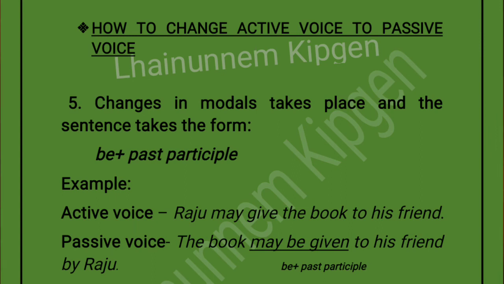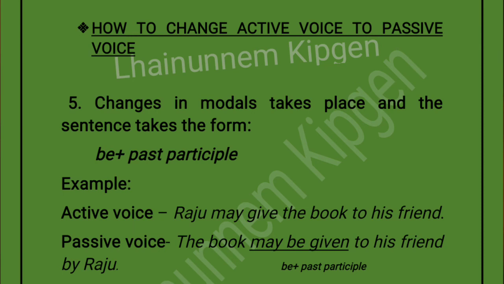Let's see the example. Raju may give the book to his friend. Identify the subject, the object, and the verb in the sentence. Raju is the subject, give is the verb of the sentence, and the book is the object. And here we can see the use of a modal, that is may. And this sentence is in active voice, and we have to change it into passive voice by applying the rules we have already been studying in the previous points.